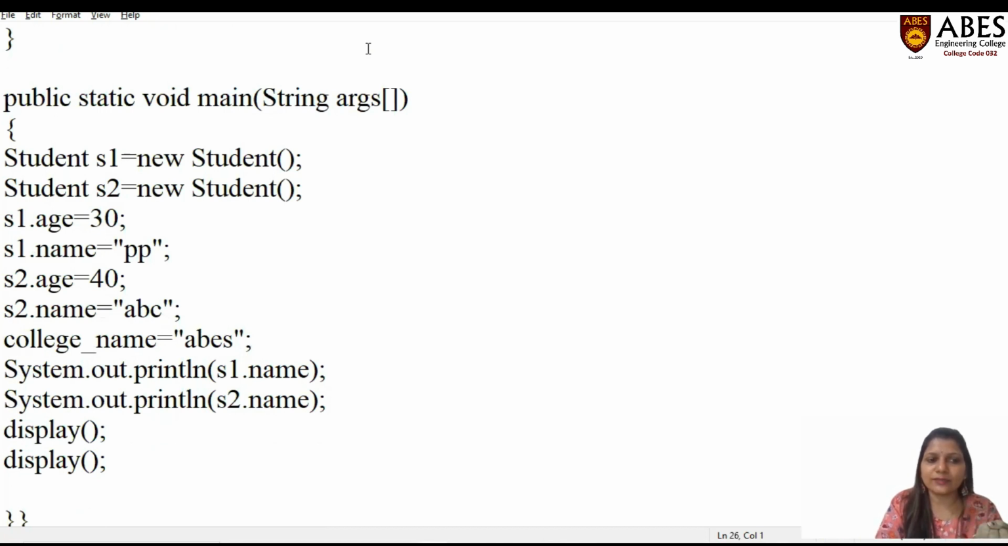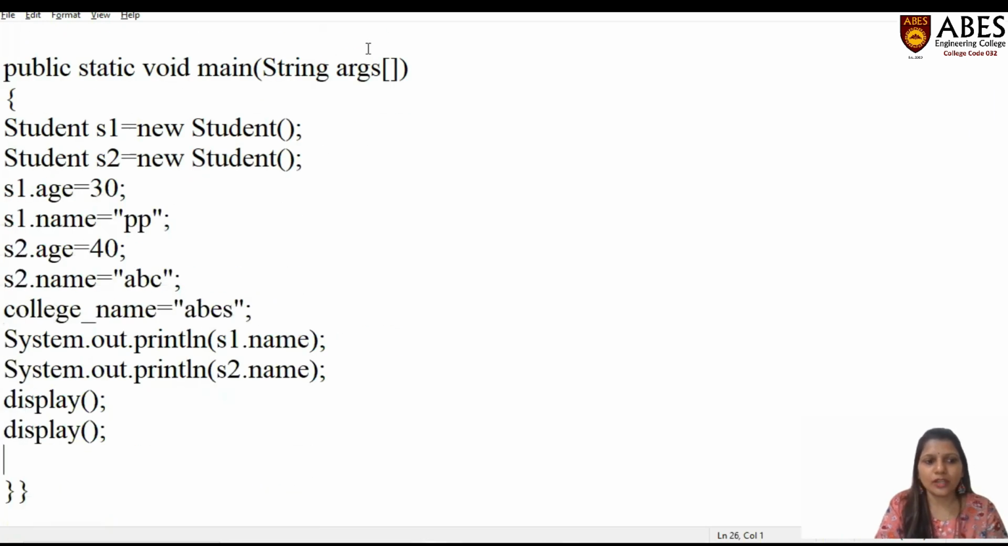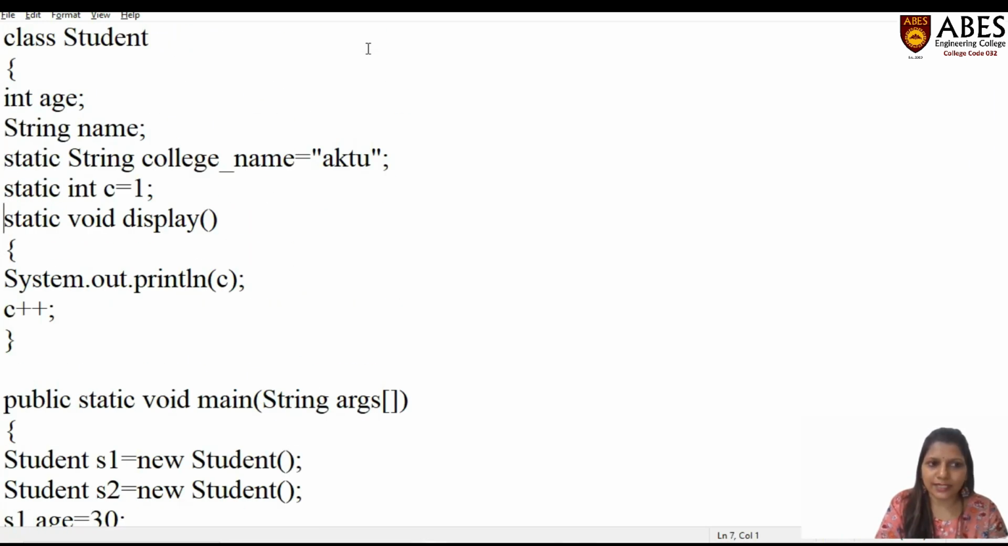Because static variables are shared among all the objects, right? So the first time, what is the value of c? c's value is 1, right? And next time when you call this method, it will check the previous value of c. The previous value of c is 1, so the incremented value, you will get 2. But with non-static variables, it will not check the previous value, so you will get c equal to 1. So this is the example of the static methods.